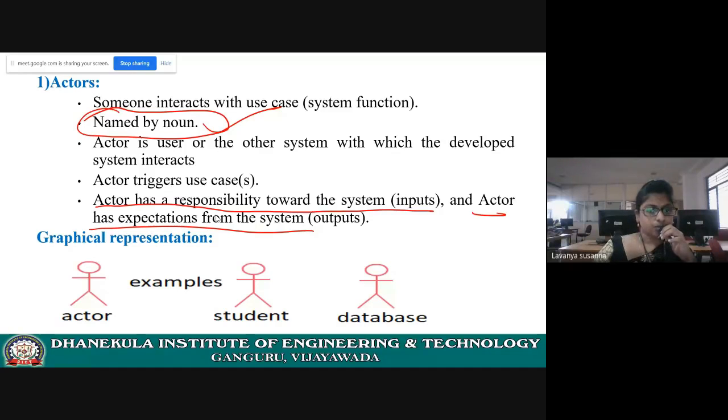Actors will interact with the system by providing inputs. How do you interact with the system? You cannot speak with the system, so you need to provide some inputs. Actors provide inputs to the system and expect some desired output from the system, that is, functionality. I hope you understood. Once again, see the PPT and read all the points, and you will understand.